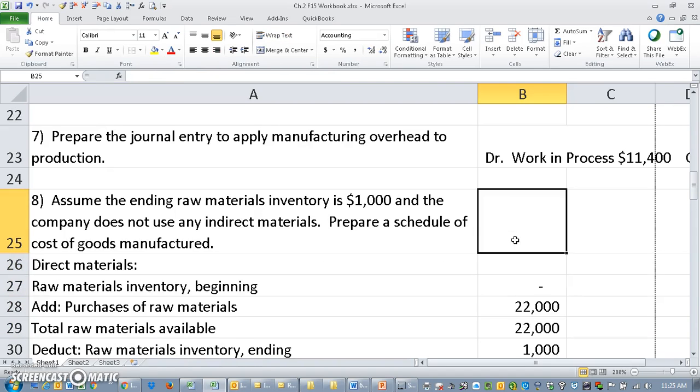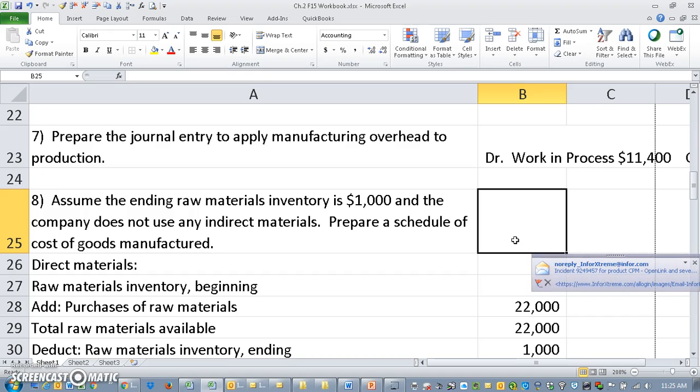Okay, now question 8. Assume the ending raw materials inventory is $1,000 and the company does not use any, apologize for that, that's a work email, let me get that out of the way.